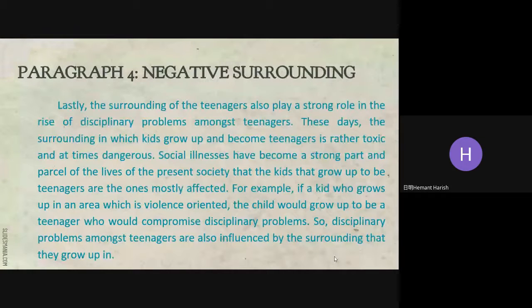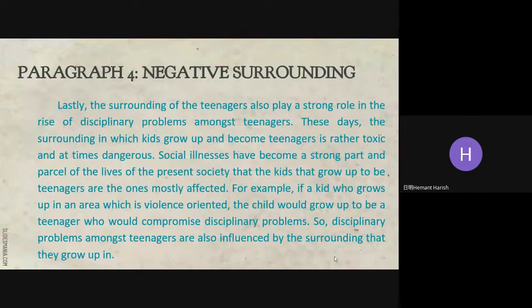Okay. Lastly, the surrounding of teenagers also play a strong role in the rise of disciplinary problems amongst teenagers. These days, the surrounding in which kids growing up and become teenagers is rather toxic and at all times dangerous. Social illness have become a strong part and parcel of the lives of the present society, that the kids that grow up to be teenagers are the ones mostly affected.